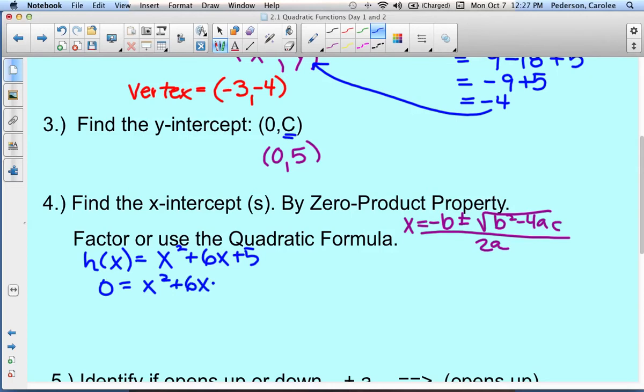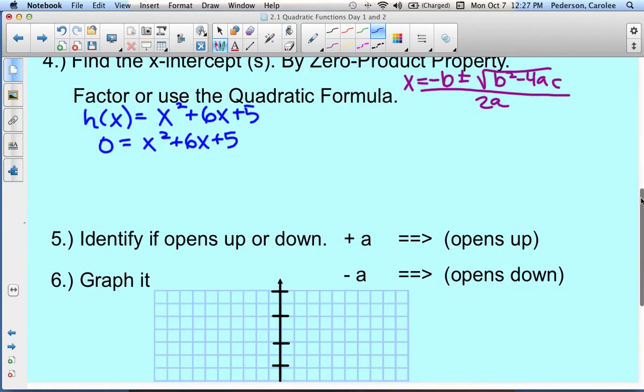These are also called the zeros of the function. So we've already been taught how to factor. In this case, it is a trinomial and our leading coefficient is 1, so we're going to use the chart method. What are the factors of 5 that add to 6? Well, they are 5 and 1. So we have x plus 5 and x plus 1.